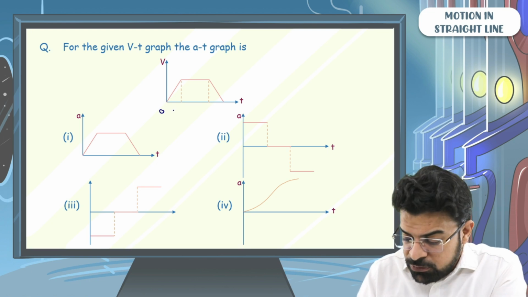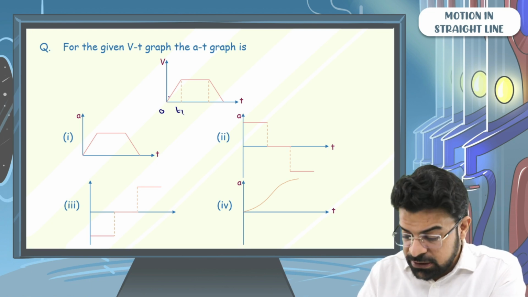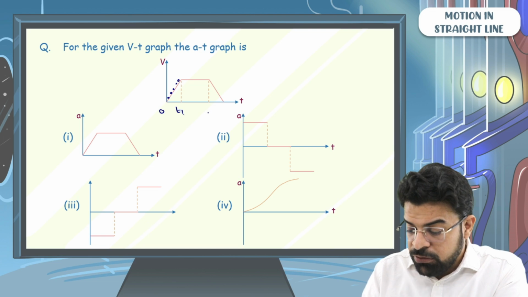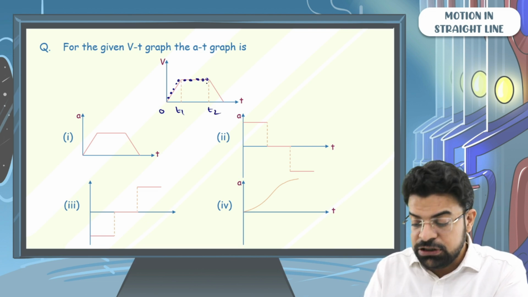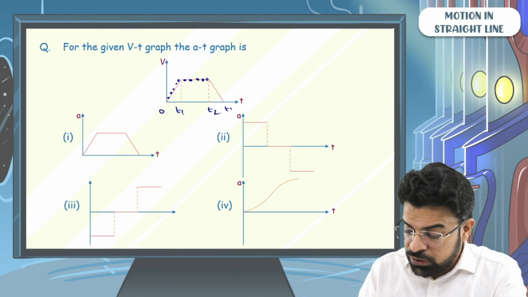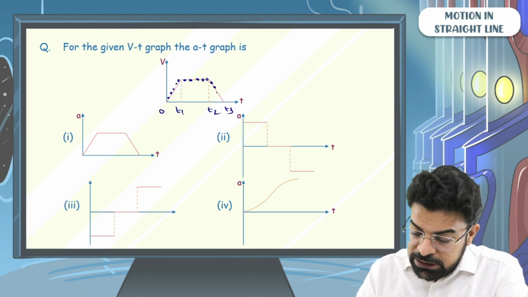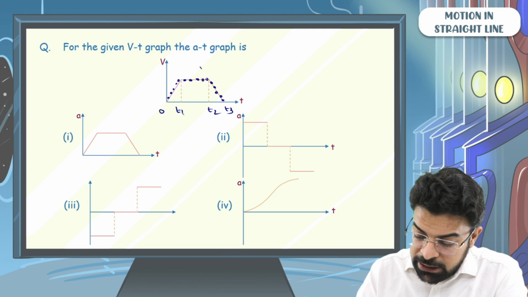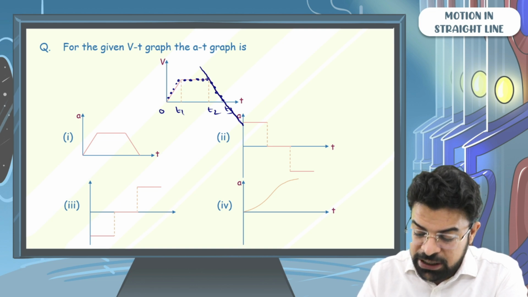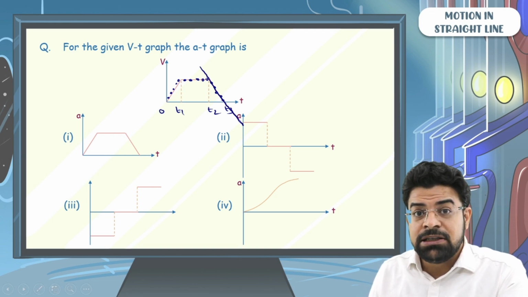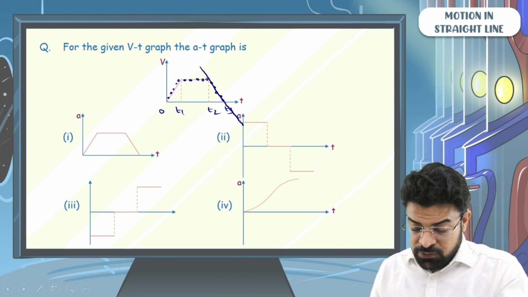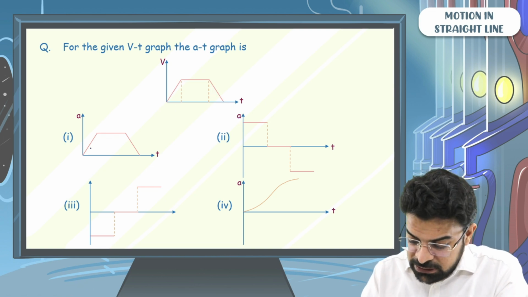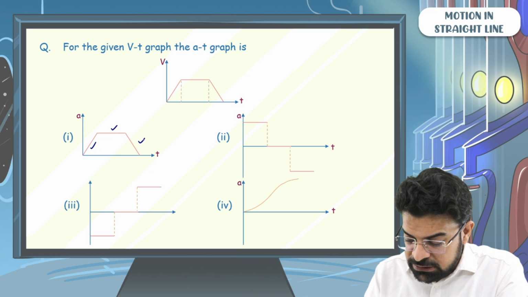So from time equals 0 till t1, acceleration is positive constant. From t1 to t2, as the velocity does not change, acceleration is 0. From t2 to t3, as the velocity decreases, but again at all points I will get the same tangent, the acceleration is negative constant. So which graph suits it? Sir, acceleration increases, then constant, then decreases.